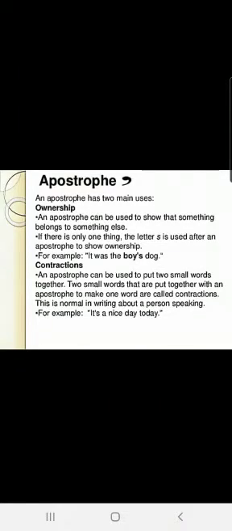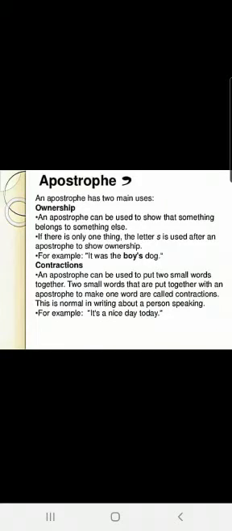Okay, and even contractions, children, we have seen. Remember, in negative sentences like did not, you can say did not as didn't, and does not, doesn't. There were many examples of contractions we have done. Let us see again. An apostrophe can be used to put two small words together. Two small words that are put together with an apostrophe to make one word are called contractions. This is normal in writing about a person speaking.